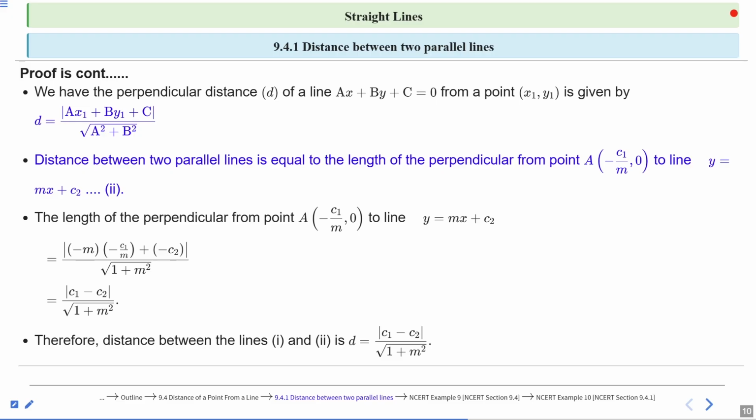So therefore, distance between the lines 1 and 2 is basically small d. This is equal to modulus of c1 minus c2 divided over square root of 1 plus m square. Okay, so this is the distance between two lines 1 and 2, that are basically parallel lines. So the distance between two parallel lines y equal to mx plus c1 and y equal to mx plus c2 is basically small d is equal to modulus of c1 minus c2 divided over square root of 1 plus m square.